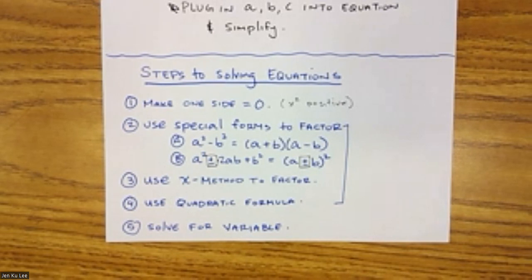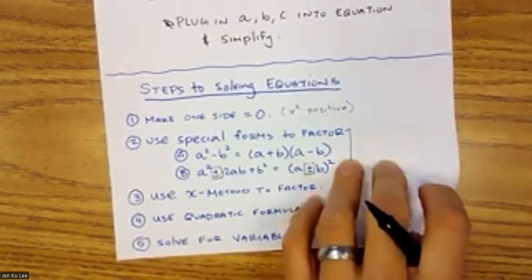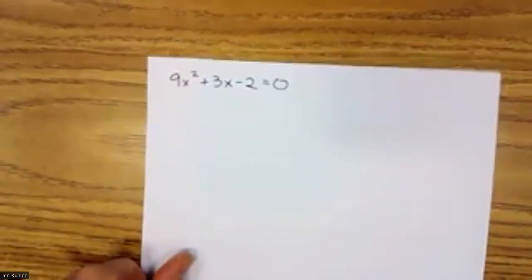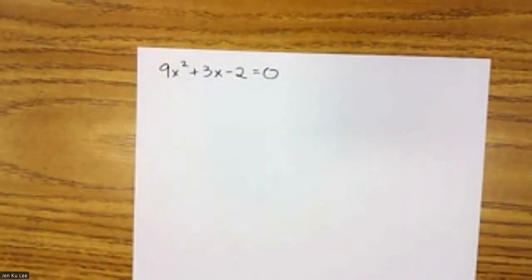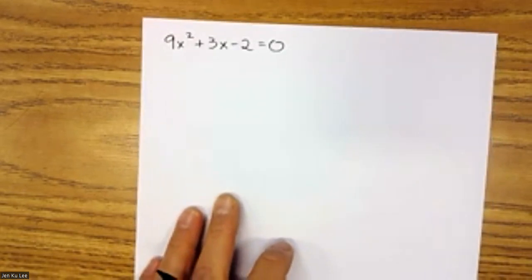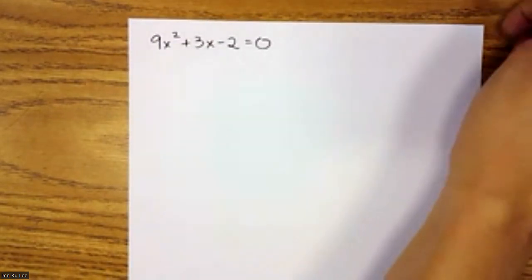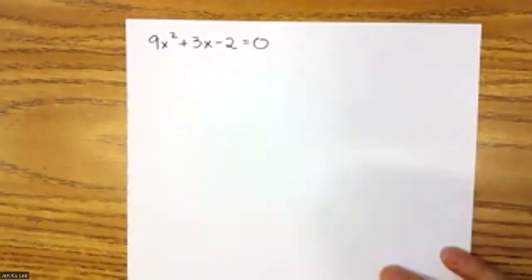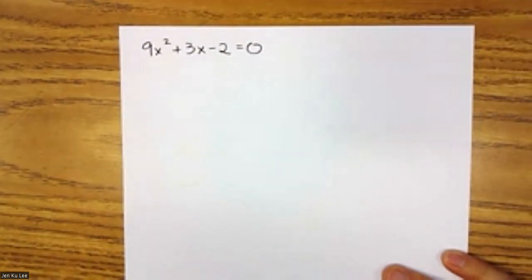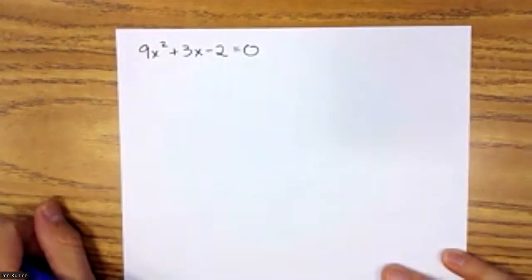Okay. So my first example here is 9x squared plus 3x minus 2 equals 0. My first step is to make one side equal to 0, which it already is. So we're good with that. Right, my right-hand side is 0.